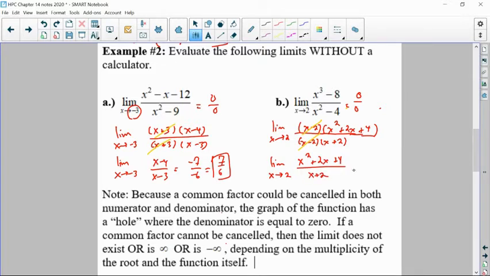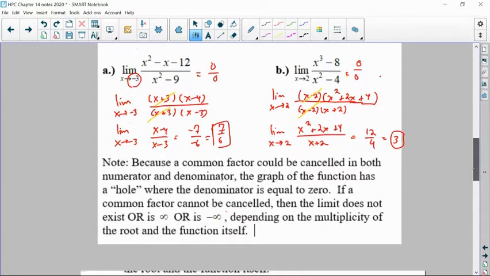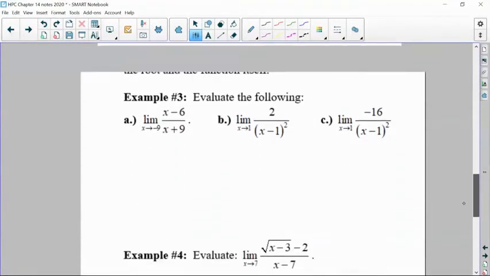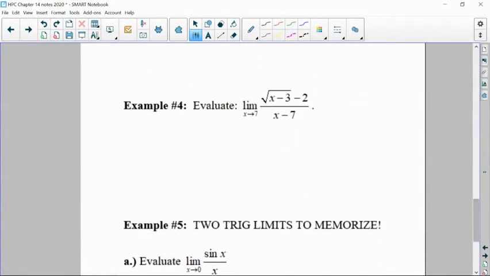We put in 2. 2 plus 2 is 4 in the denominator. 2 squared is 4 plus 4 plus 4, which is 12. So 12 over 4, which is 3. Okay, excellent. Now, I want to jump down to another example here, number 4.